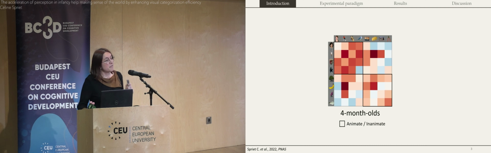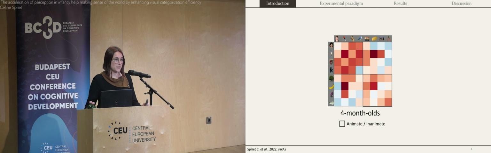So we have found previously that 4-month-old infants are already able to represent those two categories, animate and inanimate, spontaneously in their behavior. So that when we show to them two images from different or same categories, they would actually represent them as being part of animate or inanimate categories. This is what we see here with this matrix of dissimilarity that represents infants' judgment toward the two categories. In red, you have high similarity, and in blue is represented a low similarity according to infants' judgments.